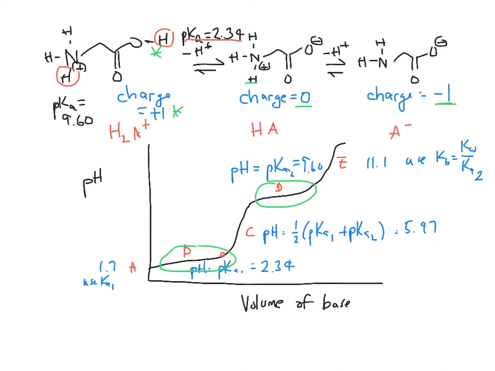The isoelectric point is the pH at which the charge equals 0. So at the first endpoint, glycine has a charge of 0. That tells us the isoelectric point of glycine is 5.97.